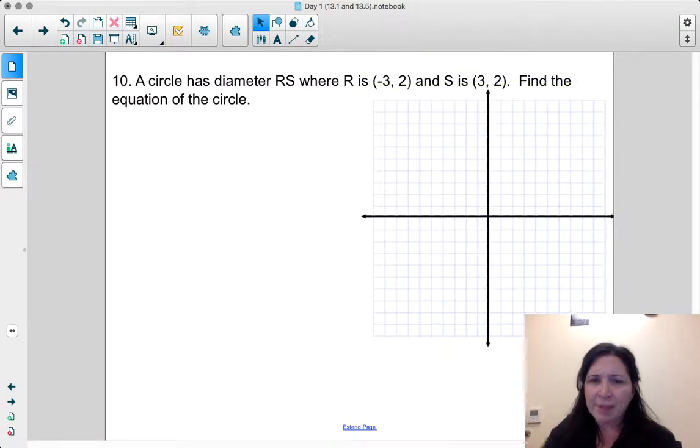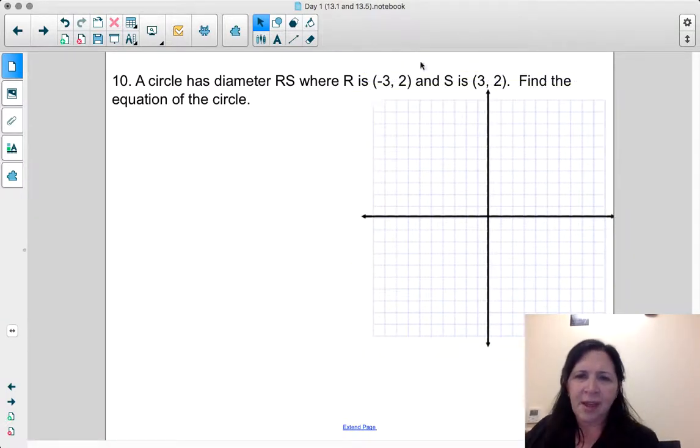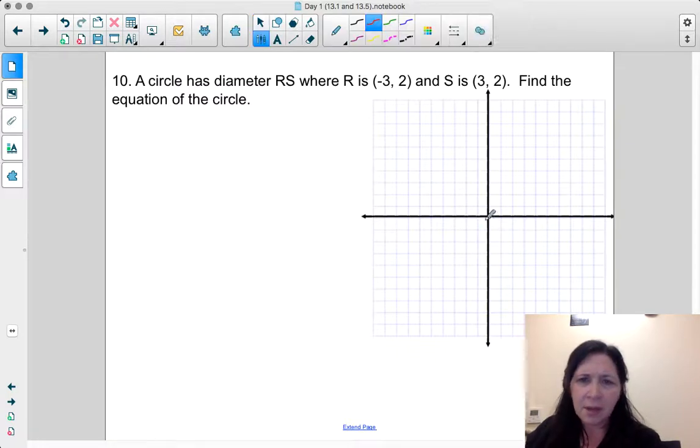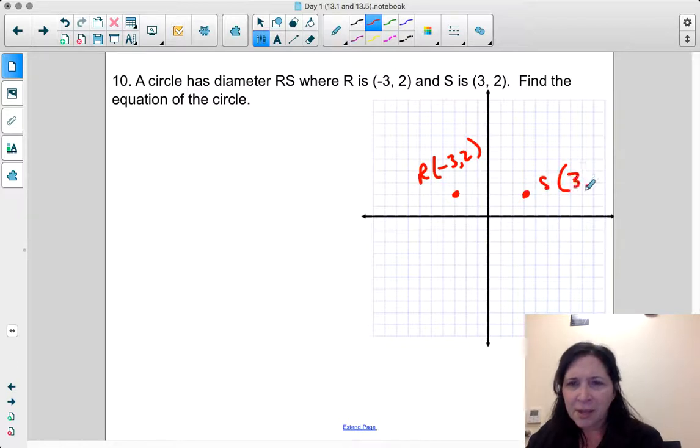Okay, so here we go. That's better. So R is at (-3, 2). So 1, 2, 3, up 2. So this is R, and R is (-3, 2). And then we have S, which is (3, 2). So 1, 2, 3, 1, 2. Oh boy, this is not that difficult. (3, 2).